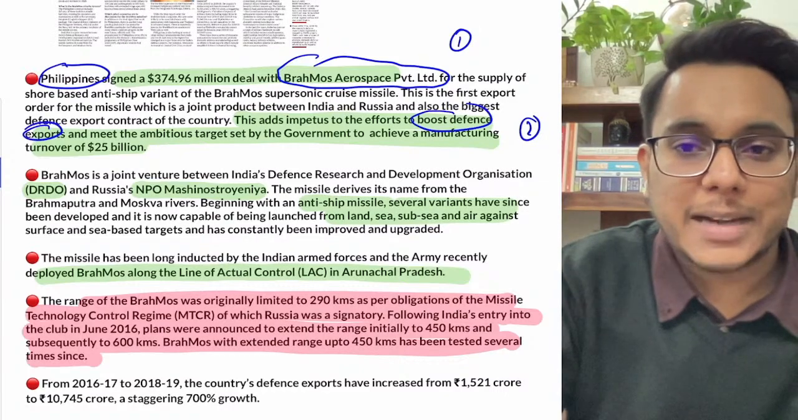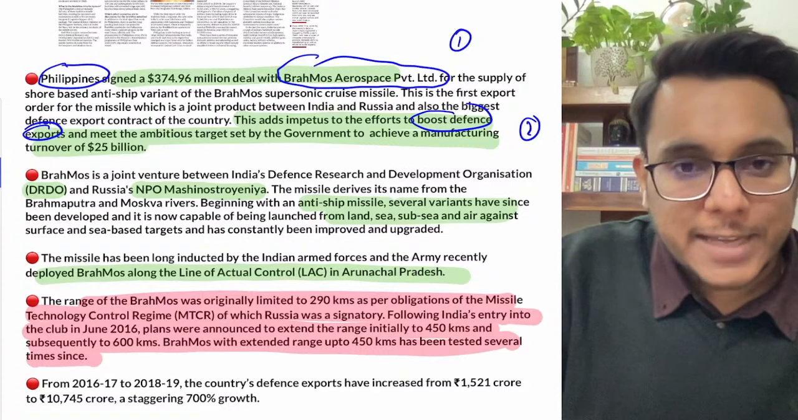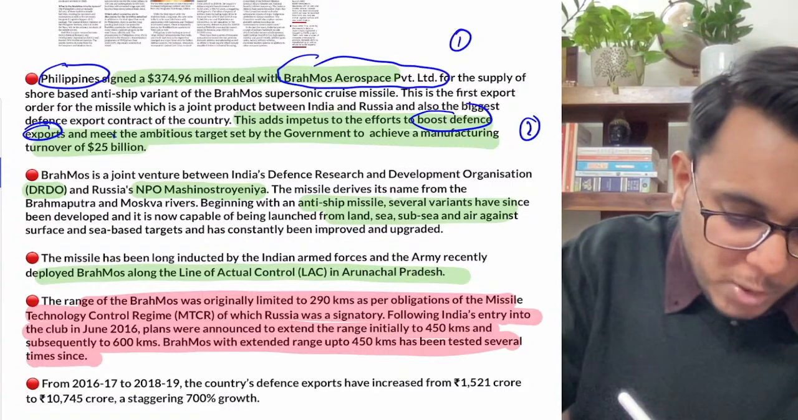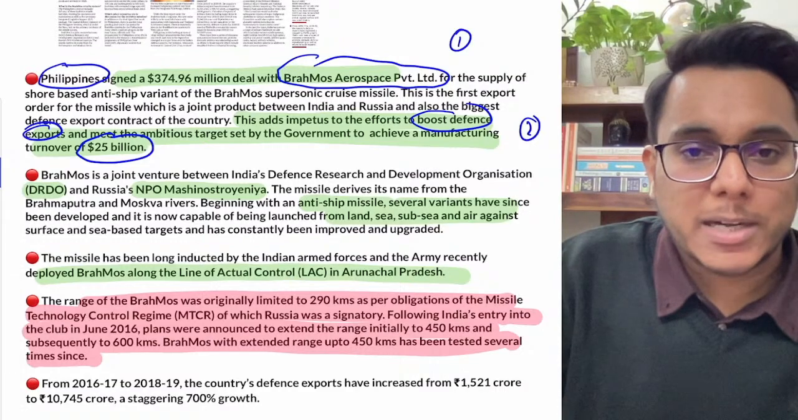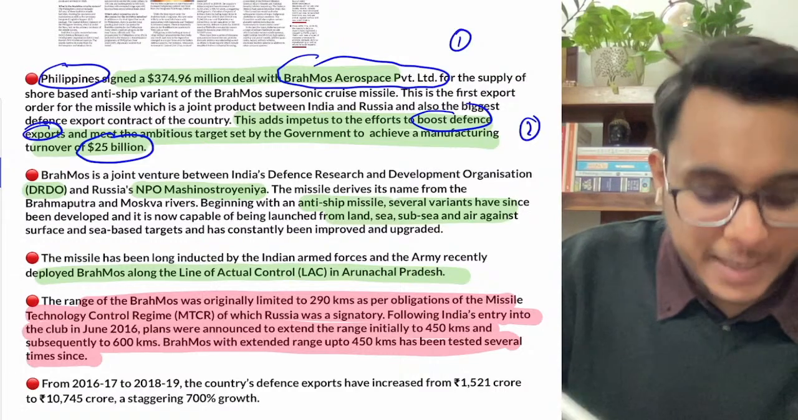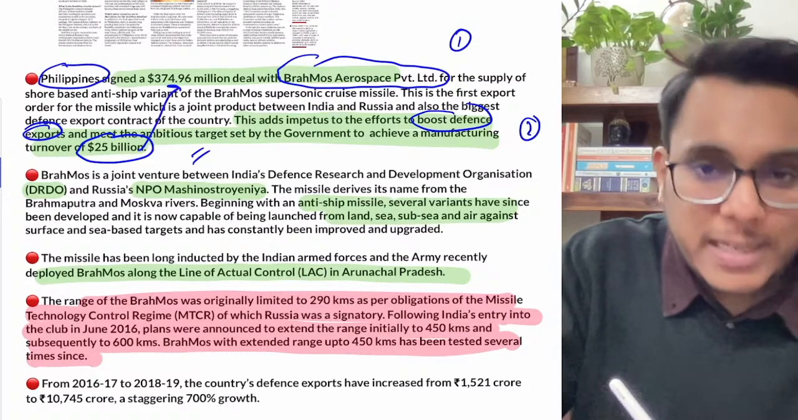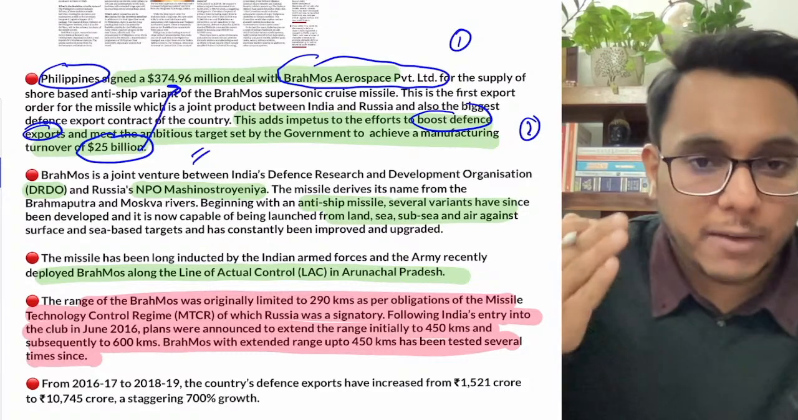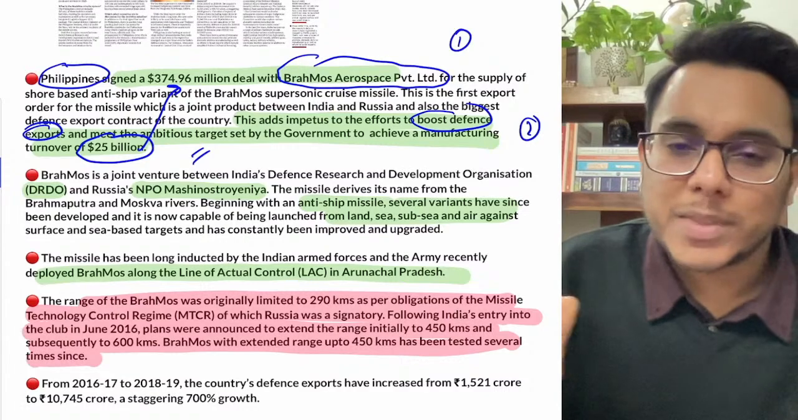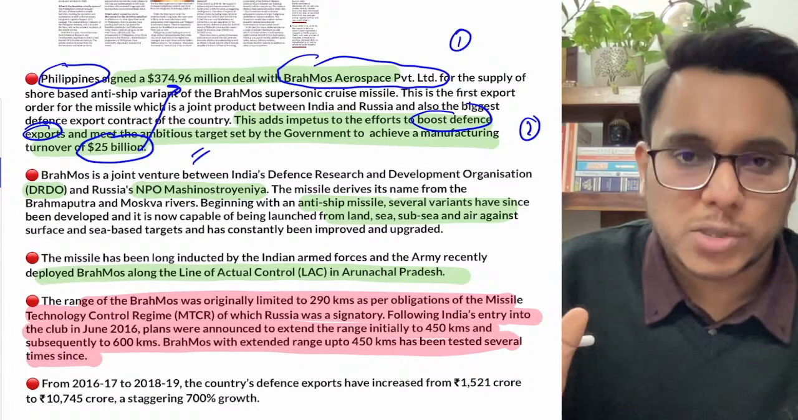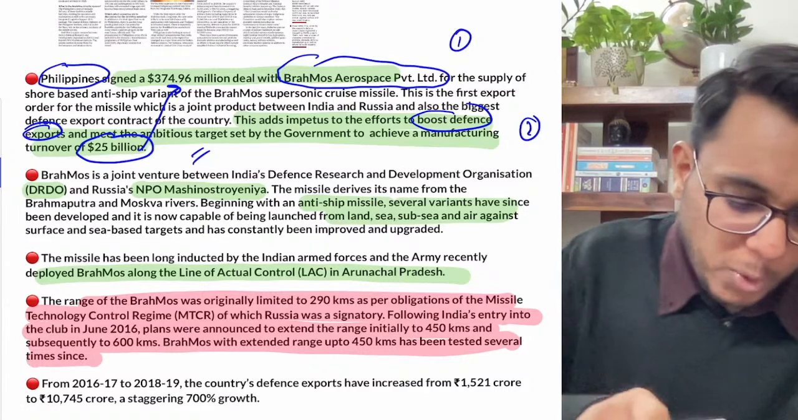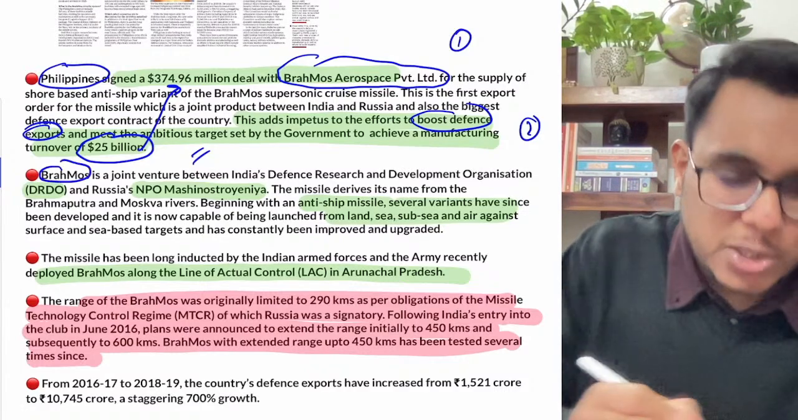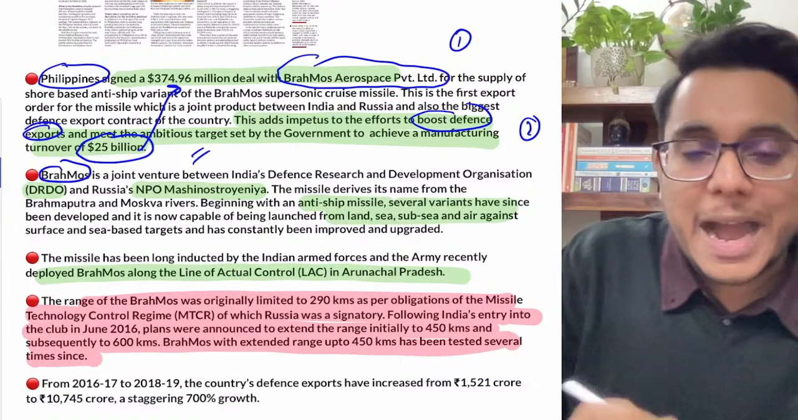Actually, the government had taken a target that our defense export target is around $25 billion that we need to achieve. Okay, $25 billion of defense export target we have taken. Now such deals will actually help us to reach our defense export target. Now guys, first of all, let's talk about this BrahMos missile, and then further we will be discussing this a little bit more. So when we talk about BrahMos, it is a joint venture between India and Russia.